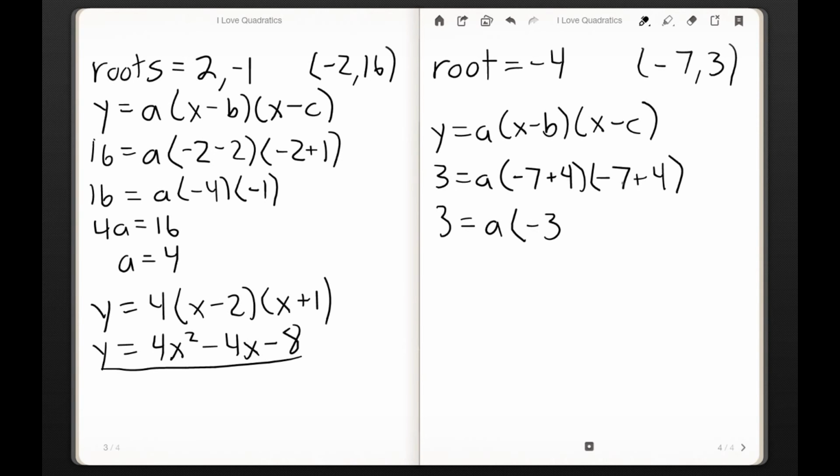So negative 7 plus 4, we have that twice here. So this is going to be negative 3 times negative 3, or negative 3 squared. So we will get a equal to 1/3. So y equals a of 1/3 times x minus negative 4, x plus 4, times x plus 4. So since it's x plus 4 times x plus 4, it's x plus 4 squared.